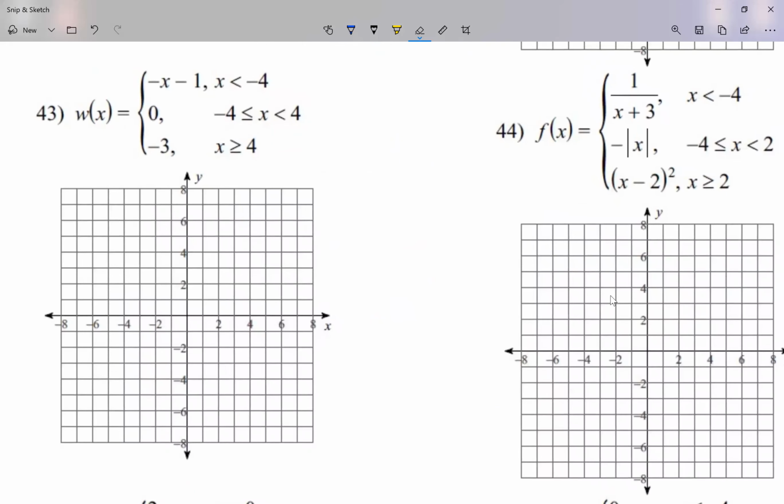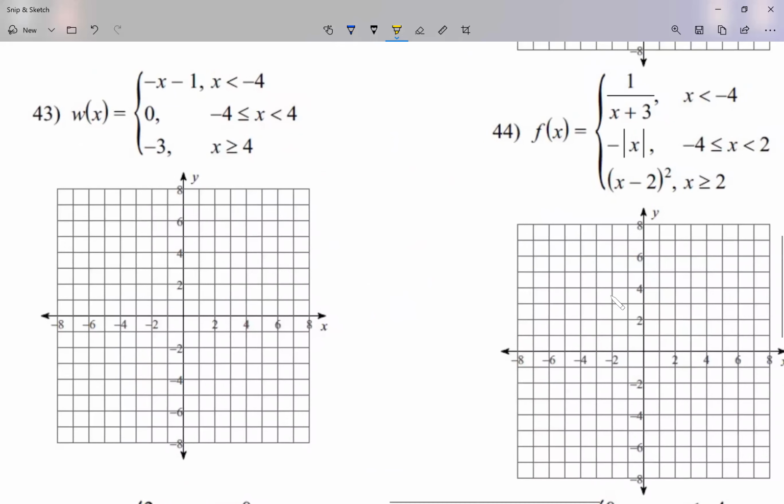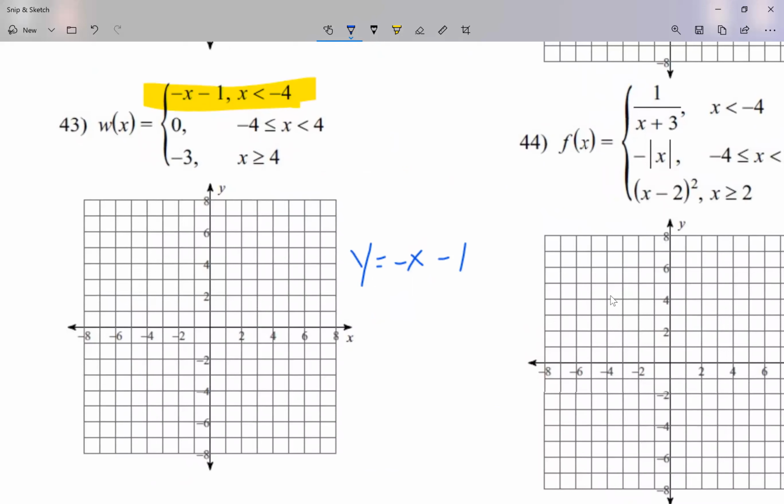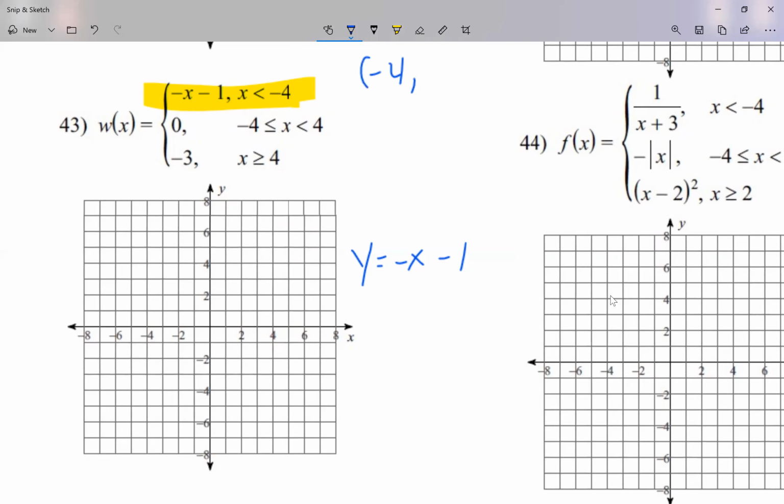Looking at the x, the exponent is a 1, so I expect this as a line, right? I'm looking at the first equation here. This is basically y equals negative x minus 1. I expect a line. The values of x that I can choose are x less than negative 4. But let me still choose negative 4, right? It's an important number. And a number less than negative 4. All right, negative 5.